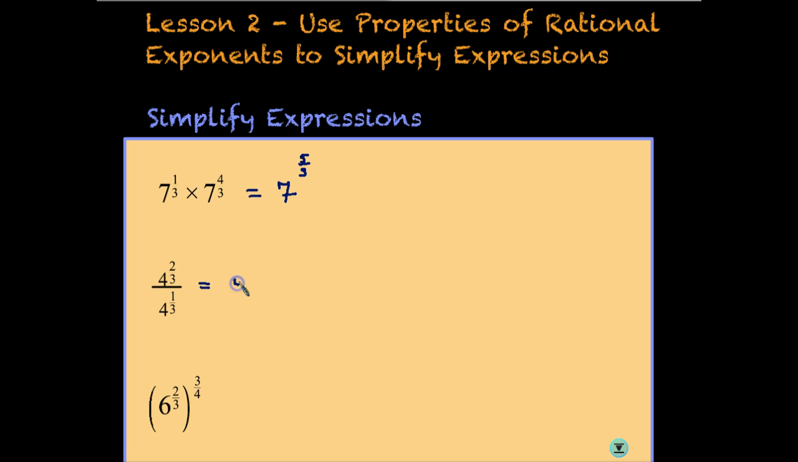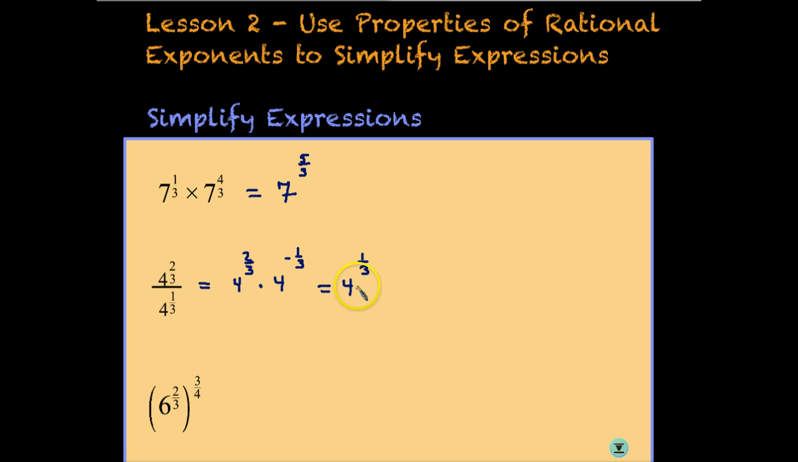So if we do that, we have 4 raised to the 2/3 power times 4. Now it's going to be raised to the negative 1/3 power. Remember, if we move this to the numerator, we change the sign. Now we just need to add the exponents. 2/3 plus a negative 1/3, or 2/3 minus 1/3, is just 1/3.